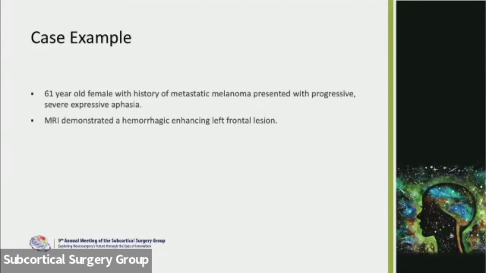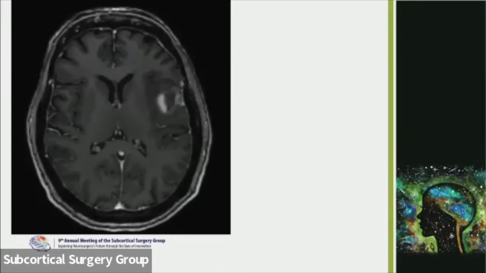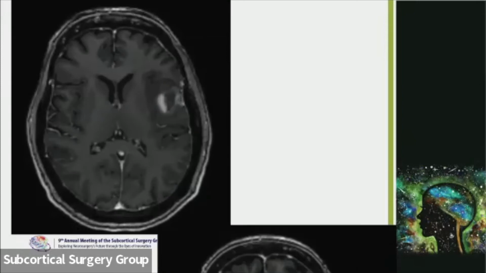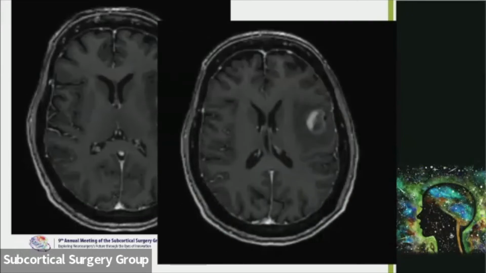Show you a few case examples. The first one's a 61-year-old woman with metastatic melanoma who presented with progressive and really severe expressive aphasia. Our MRI showed this enhancing left frontal lesion. As you can see here, this is sitting right under Broca's area and just subcortical.